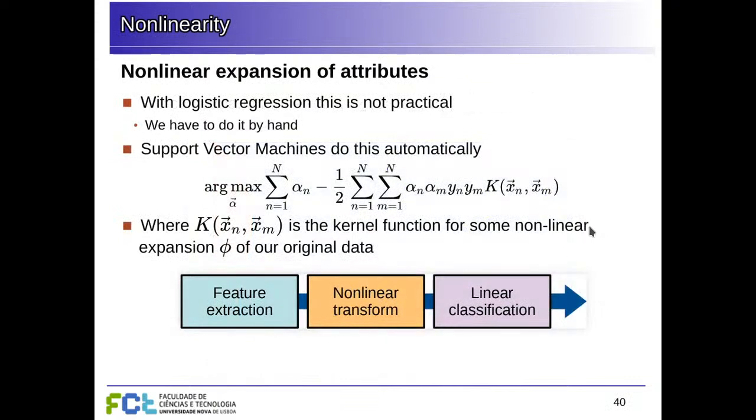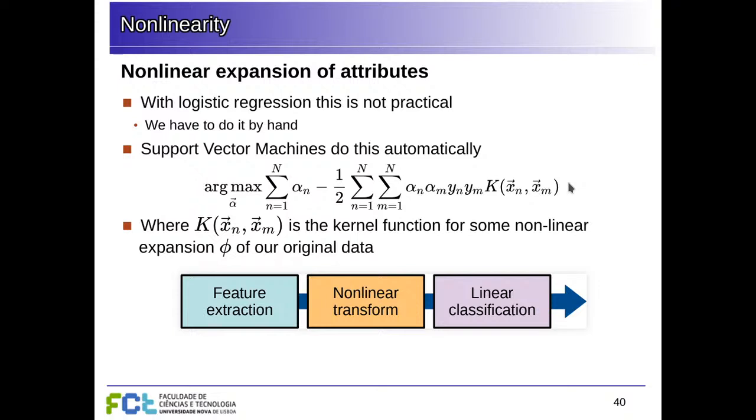Now, with logistic regression, this is not very practical because we have to do everything by hand, but support vector machines do this automatically. The reason is that, well, without going into details, how we can compute the parameters for a support vector machine is to solve this constraint optimization problem where we are finding the Lagrange multipliers for the examples, and this basically depends on the inner product of the examples. So by using a kernel function, we can compute these inner products as if they would come out in a much higher dimensional space after some arbitrary transformation, but we can do that without heavy computational costs.